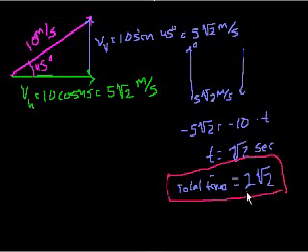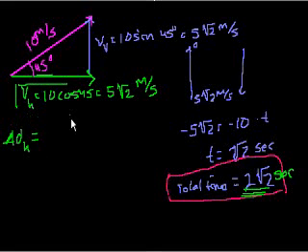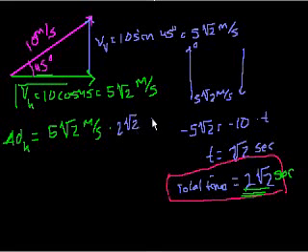We figured out that it stays in the air for 2 square roots of 2 seconds. So to figure out its horizontal distance, how long it is along the ground, we could say change in distance horizontally just equals my average velocity, which doesn't really change. So it equals 5 square roots of 2 meters per second times the time that I'm in the air, 2 square roots of 2 seconds.